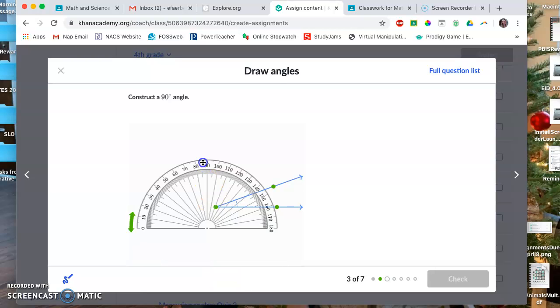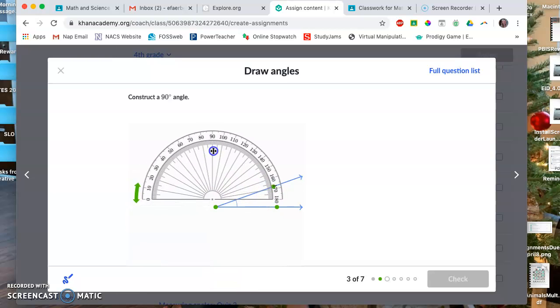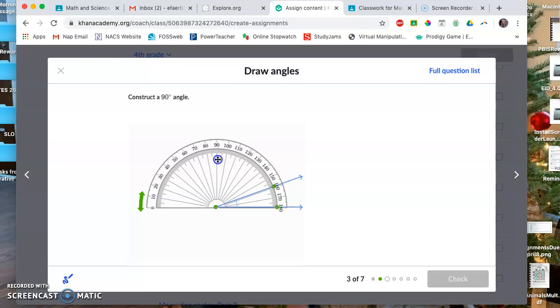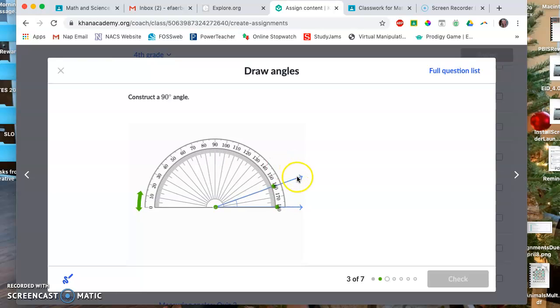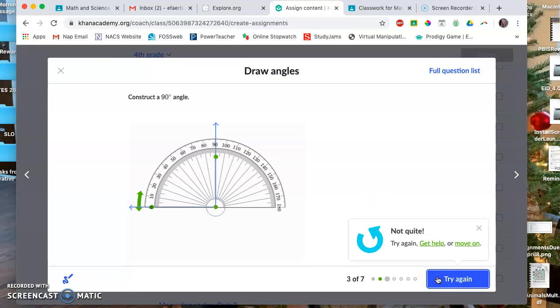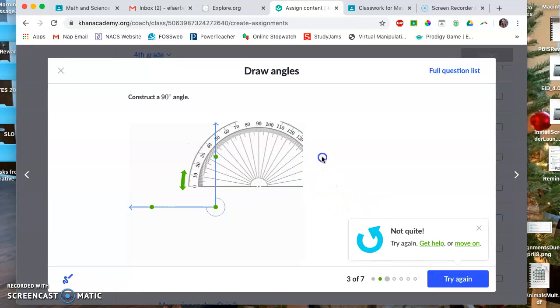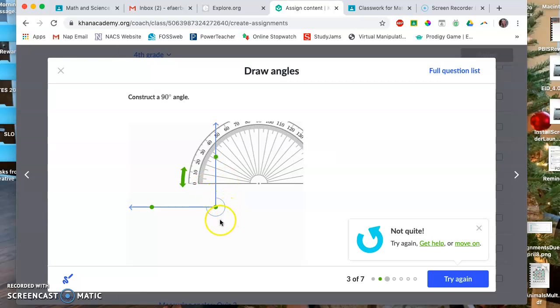So here it's asking me to make a 90-degree angle. So I'm going to put my vertex here. I'm going to move this all the way over to 0, and then I'm going to move this up to 90. When I go to check it, it's going to say not quite, try again. Well, when I pull away my protractor, I notice, oh, it's measuring the outside of my angle. I want the arc to be on the inside.